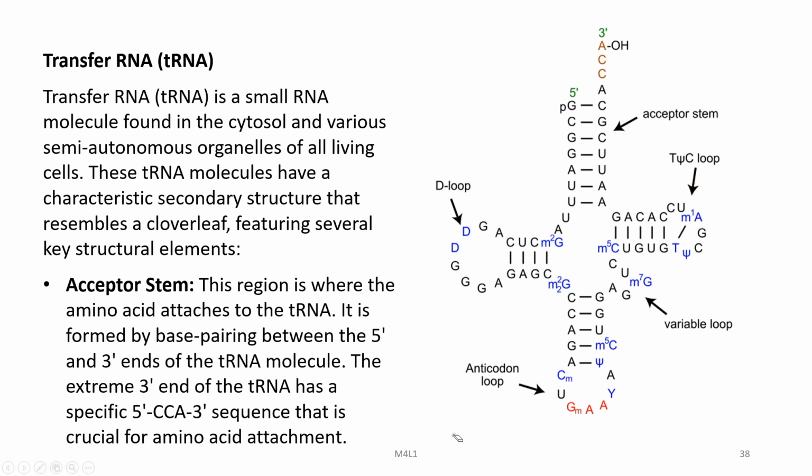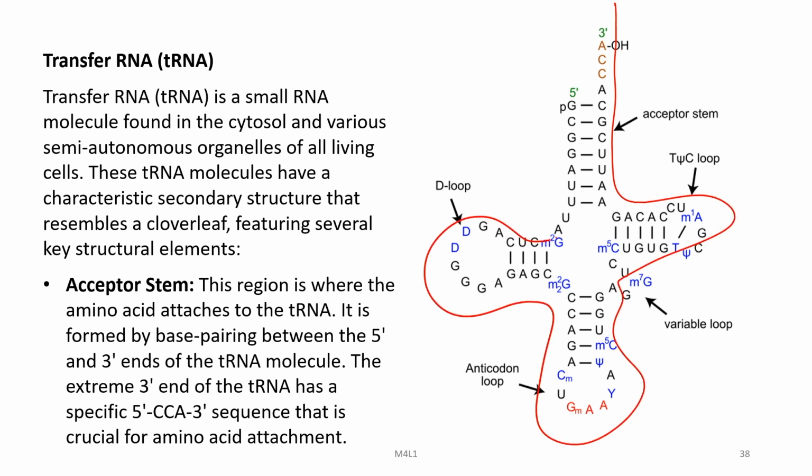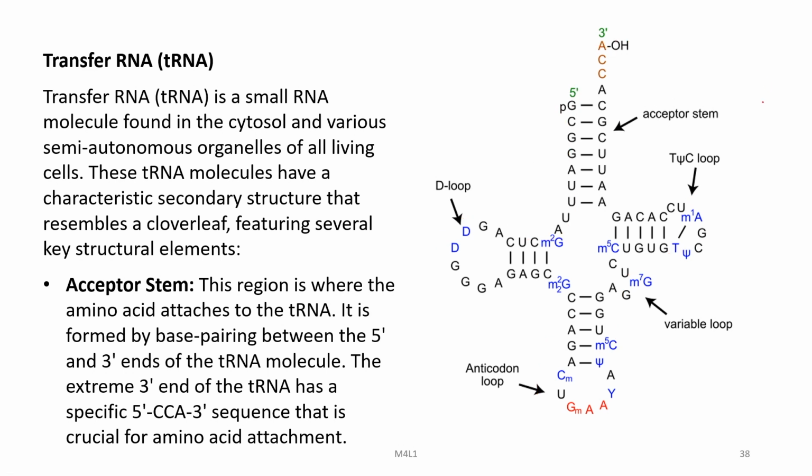So, this acceptor stem is a region where the amino acid attaches to the tRNA. It is formed by base pairing between the 5' and 3' ends of the tRNA molecule. So, this is actually a single molecule getting folded on its own, and this is the 5' and this is the 3', and this is the acceptor stem where the amino acid will be getting loaded.